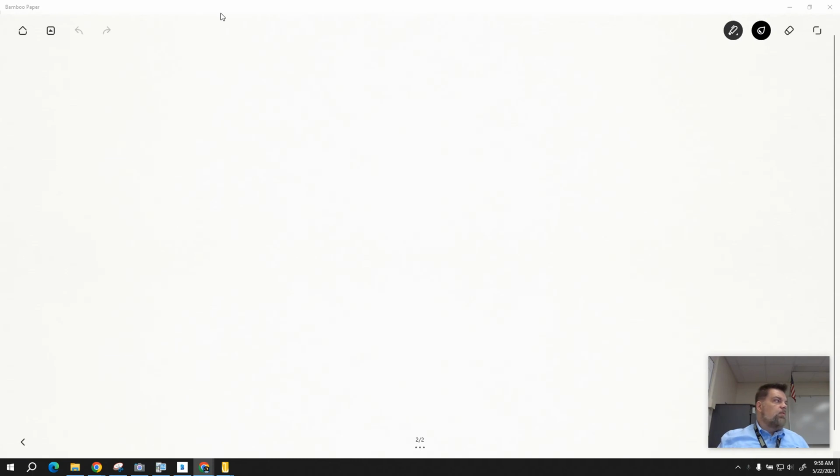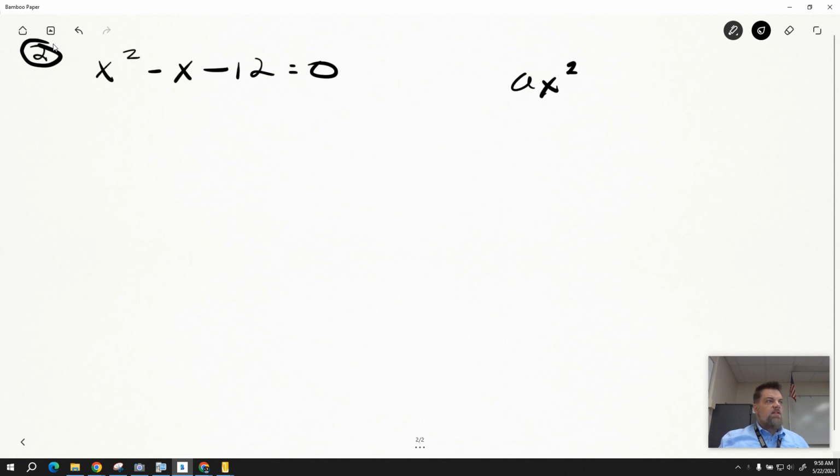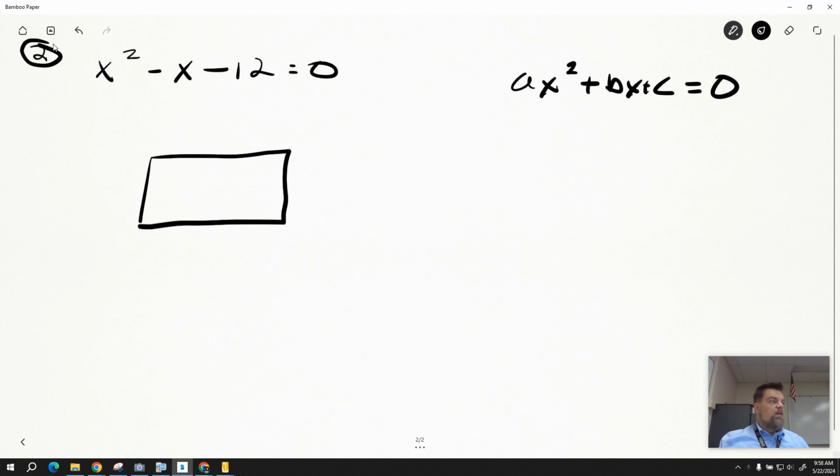All right, so for problem number 2, we have x squared minus x minus 12 equals 0. Remember, this has to be written in ax squared plus bx plus c equals 0. And the main thing is that it has to equal 0. And this one does. So as long as it equals 0, to solve it, the first thing that we have to do is factor it.